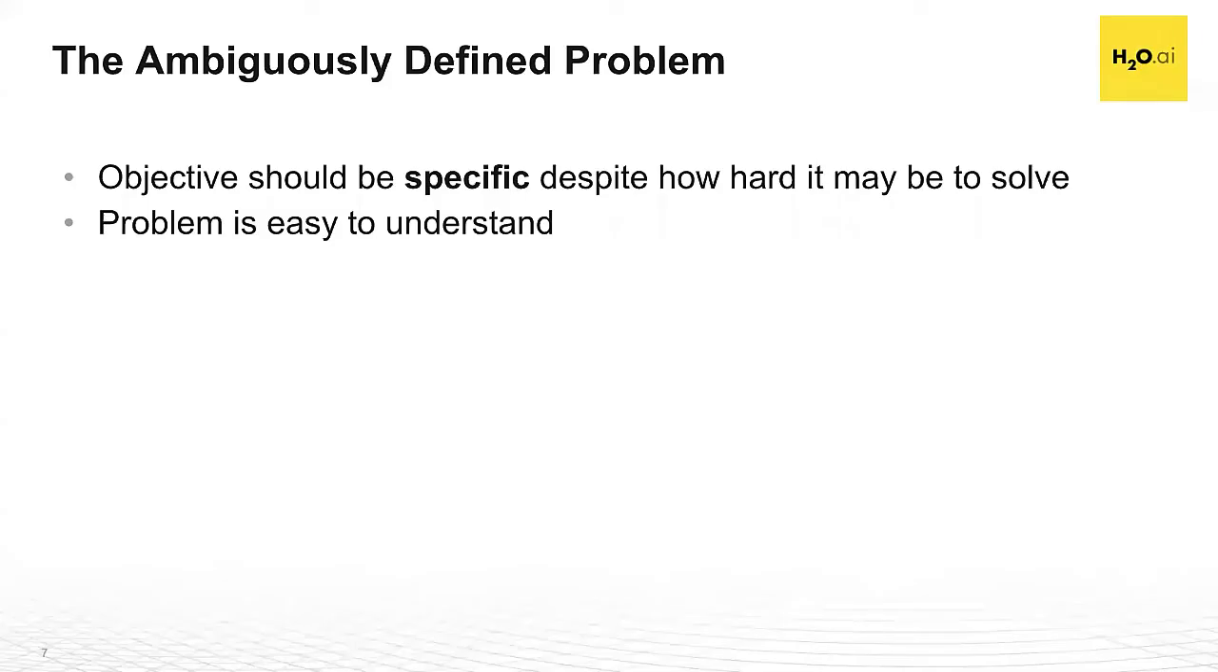So one of the big ones is the ambiguously defined problem. Pretty much a very specific objective is needed for AI solutions to be used for a specific task. The objective can be difficult to solve. Take facial recognition, which is really difficult. If you're looking for one person in a sea of millions of photos, that is a complex problem, but it's easy to understand.